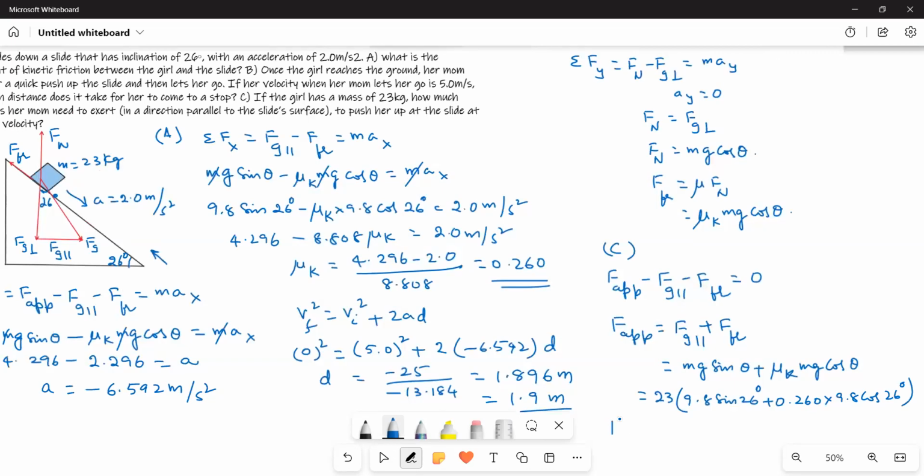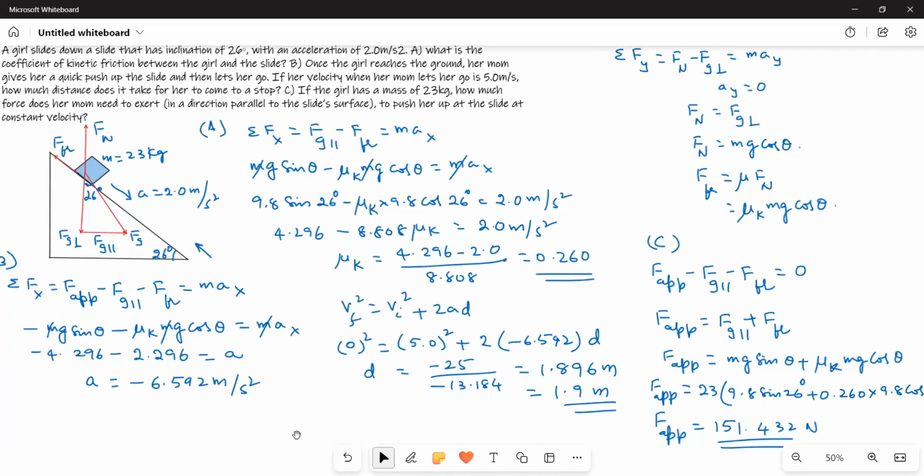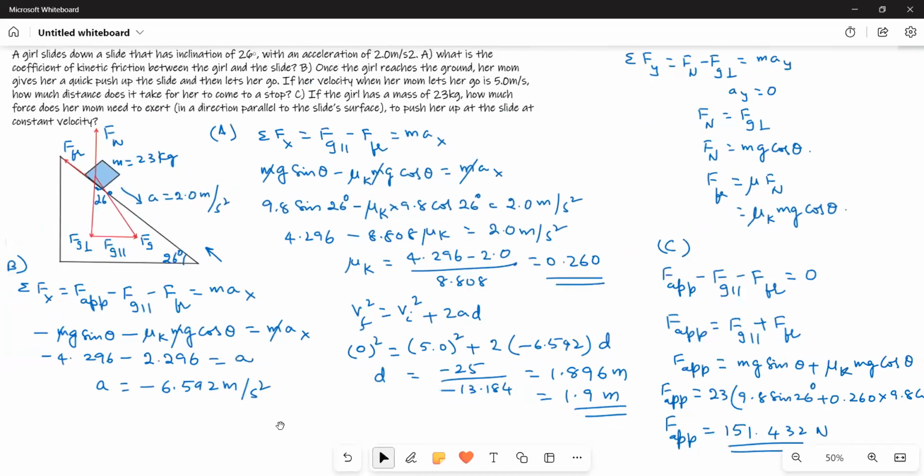Okay, so this gives the F applied is equal to 151.432 newtons. Okay, this is the answer for this question. Now you must have understood this one.